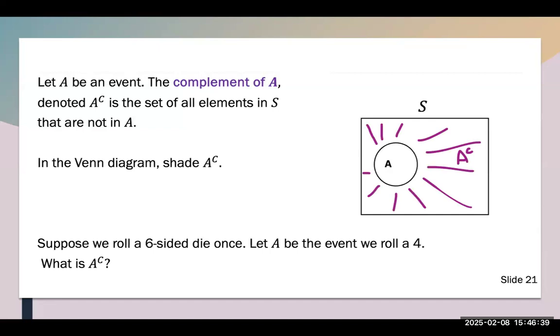Suppose we roll a 6-sided die once, and A is the event we roll a 4. Let's see if we can put into words what a complement is. So a complement is the event we do not roll a 4. What lives in a complement is all of the numbers other than 4, so 1, 2, 3, 5, and 6, and the probability that we roll a number other than 4 is 5/6, because there's 5 numbers that live in this event, and we divide by the total, 6.